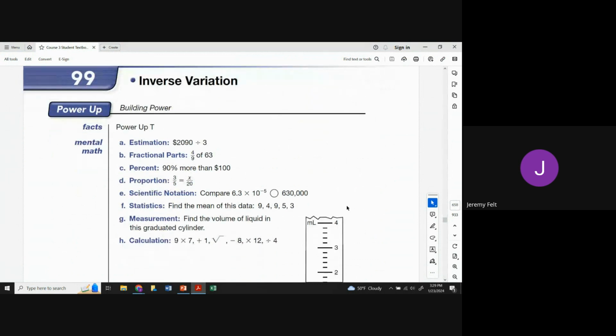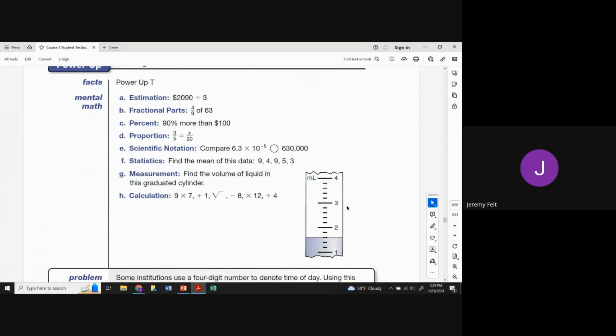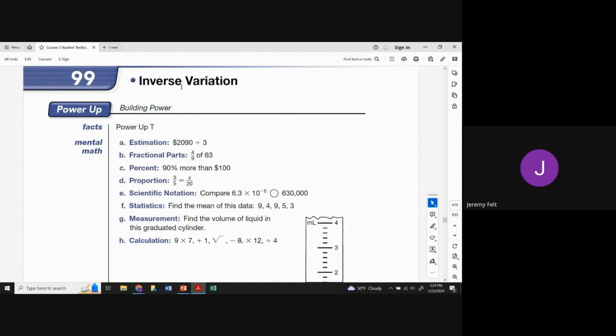And then the last one we're looking at for week 7 is lesson 99, inverse variation. So we've talked about direct variation.